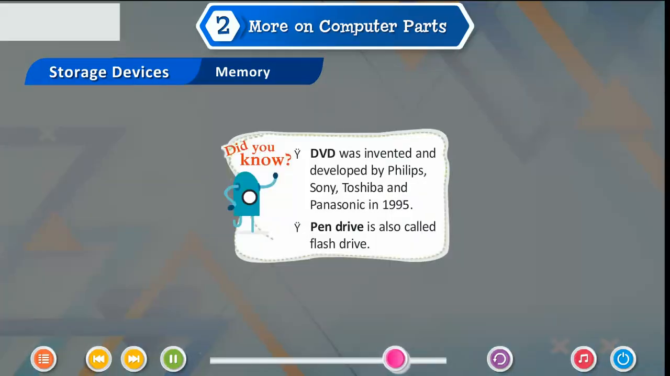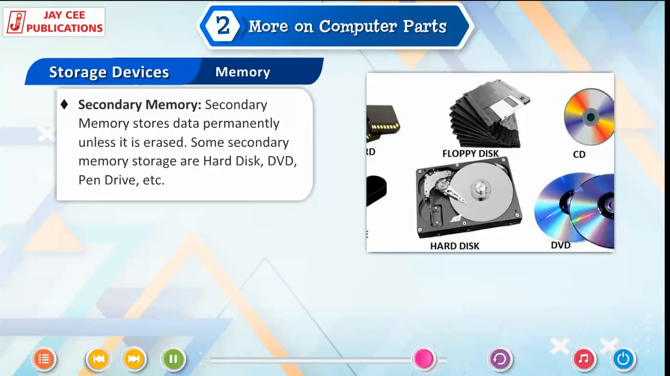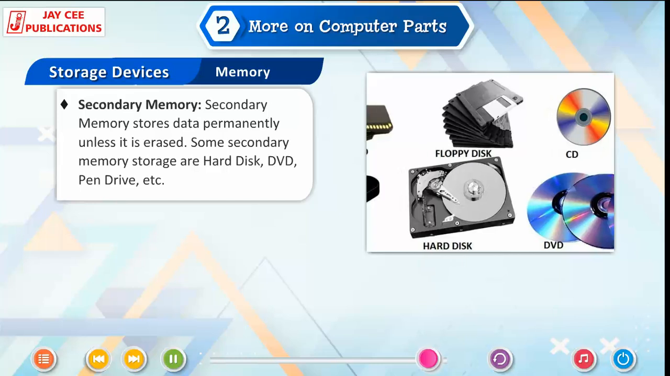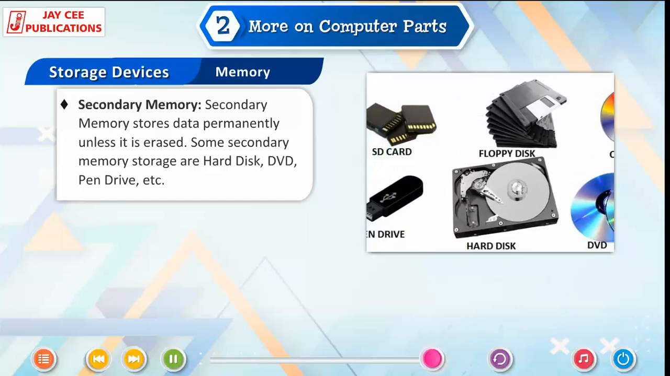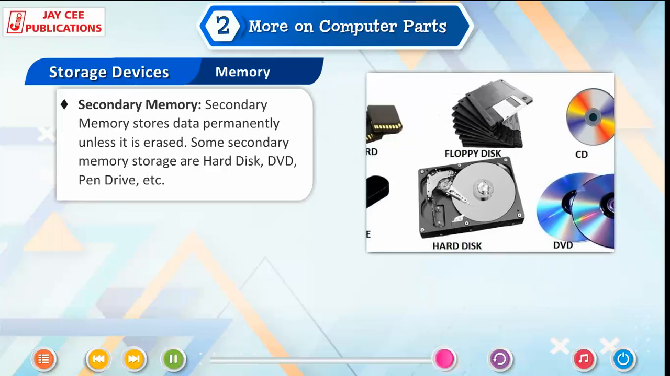Did you know DVD was invented and developed by Philips, Sony, Toshiba and Panasonic in 1995? Pen drive is also called flash drive. Secondary memory. Secondary memory stores data permanently unless it is erased. Some secondary memory storage are hard disk, DVD, pen drive, etc.